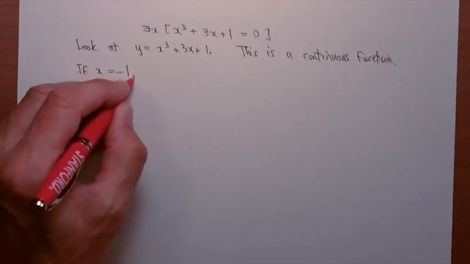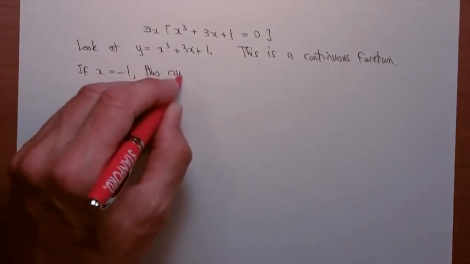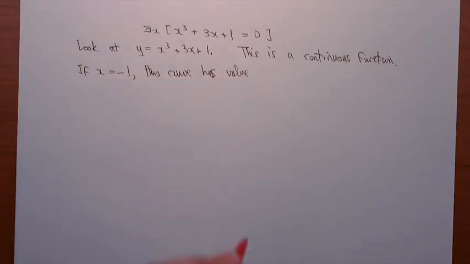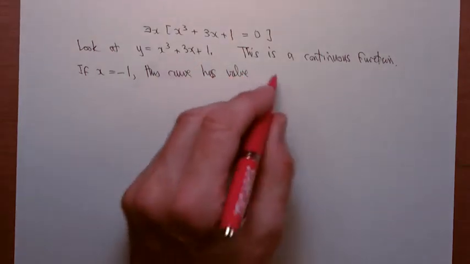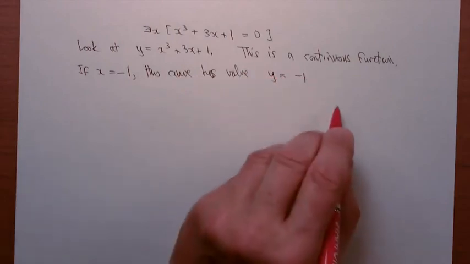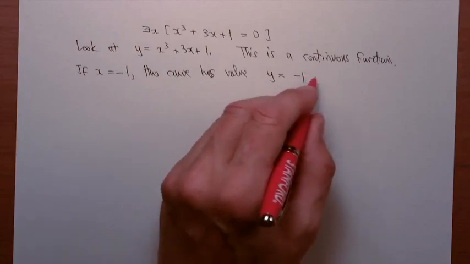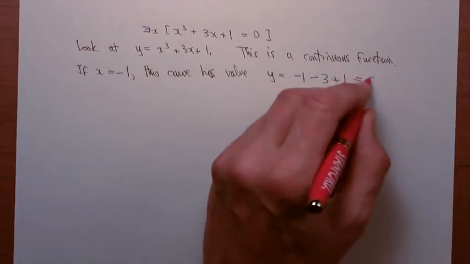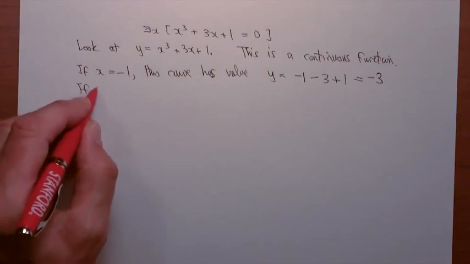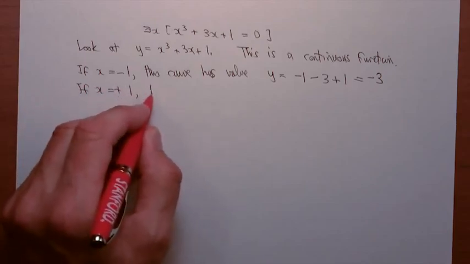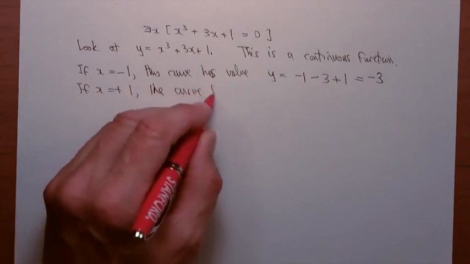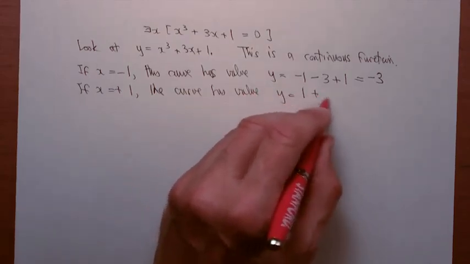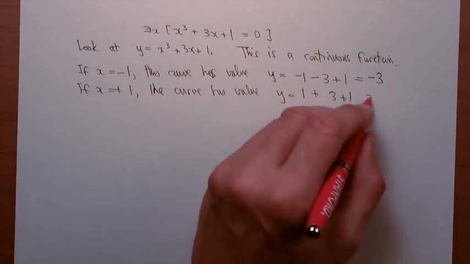If x equals -1, this function has value -1 cubed, which is -1, plus 3 times -1, which is -3, plus 1, which is -3. If x equals +1, the function has value y equals 1 plus 3 plus 1, which equals 5.